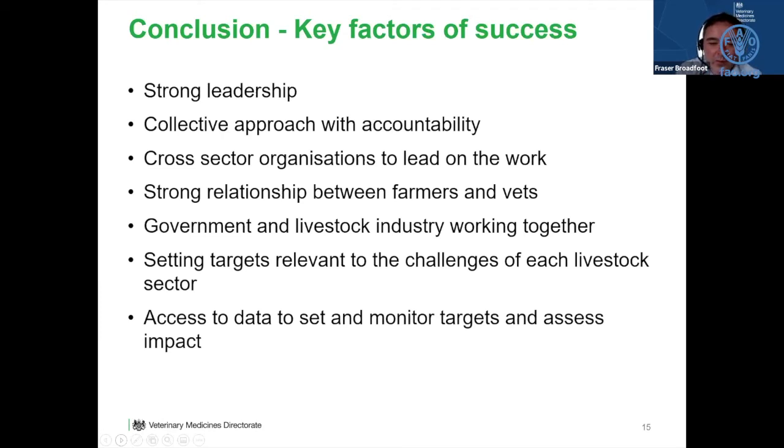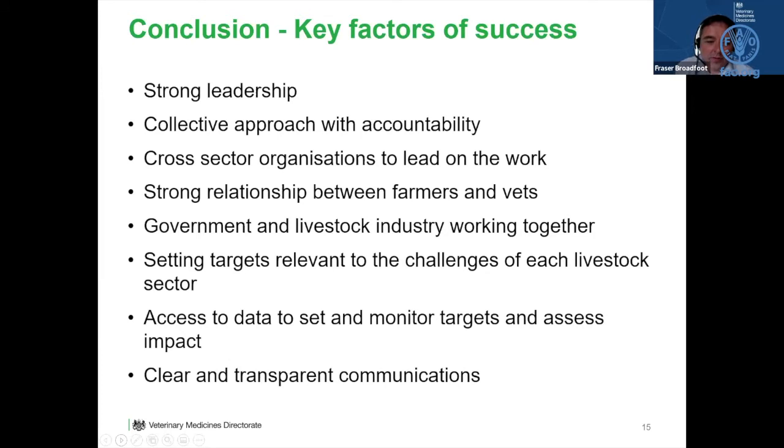So yeah, monitoring targets, access to data. Having data means you can monitor the target, you can see how well you're doing, you can monitor your progress towards developing the targets, and also you can benchmark use, which is what I showed for the pig sector, which has helped to drive change.